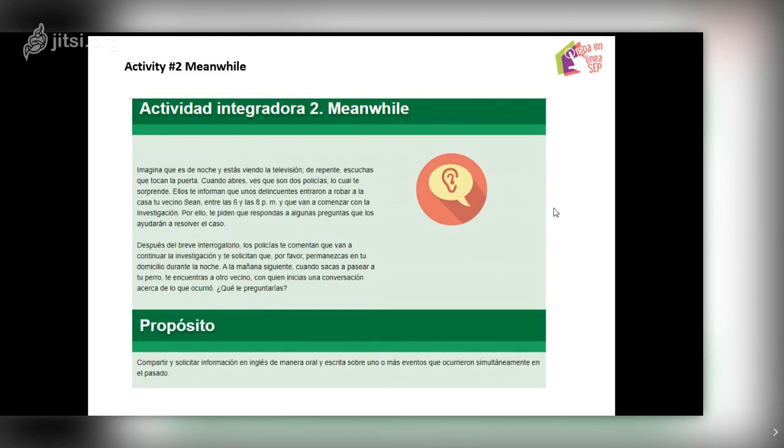This is a scene. Imagine that you're in your house and you hear somebody knocking at the door. When you open it, there are 2 police officers, and you are very surprised because a burglar entered to rob the neighbor's house between 6 and 8 p.m., and they start with the investigation, okay? And you are going to answer some questions, okay?